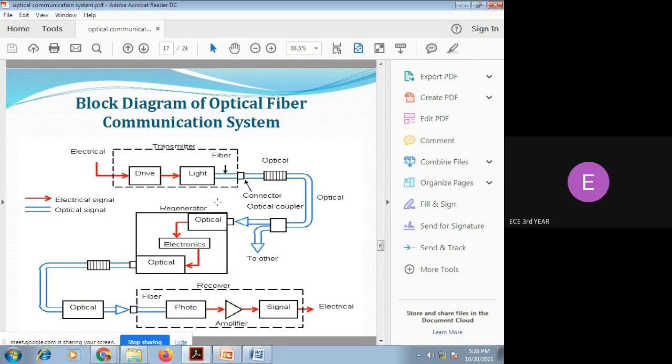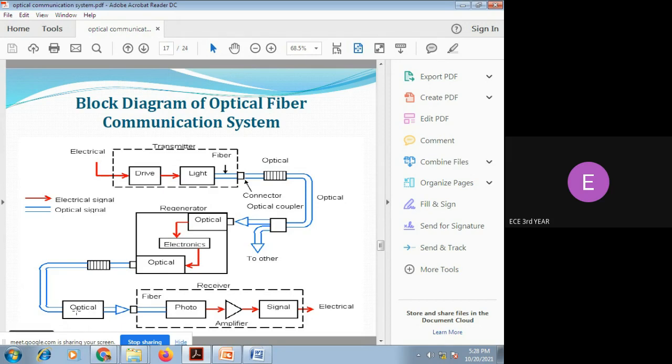So this regenerator receives the optical signal, converts it to electrical, boosts the electrical signal, and then converts it again to a light signal. This is the process of the regenerator. Then it passes through the optical cable.